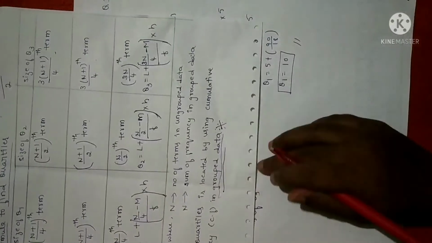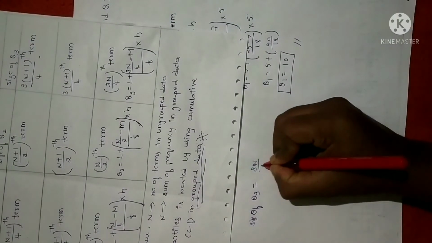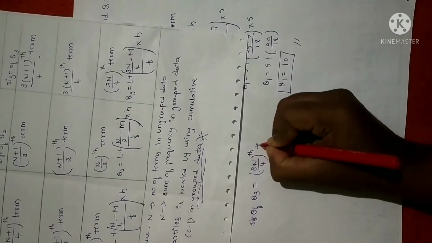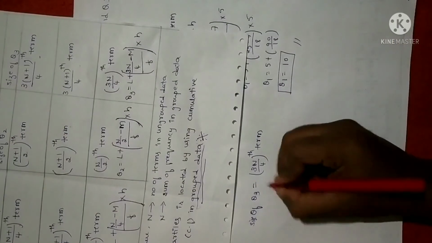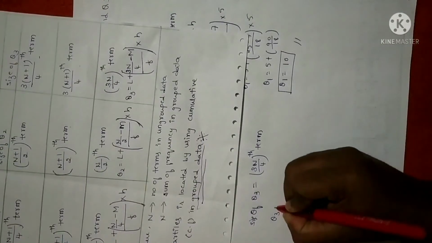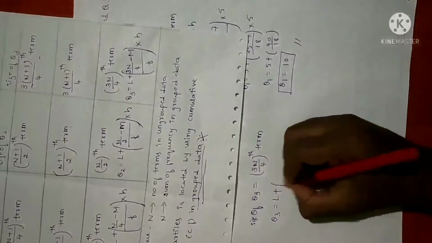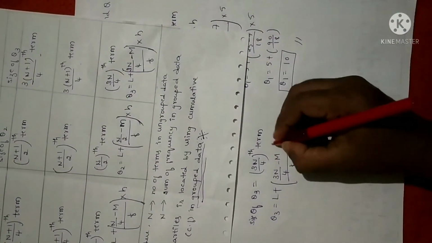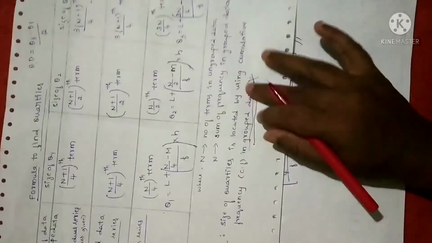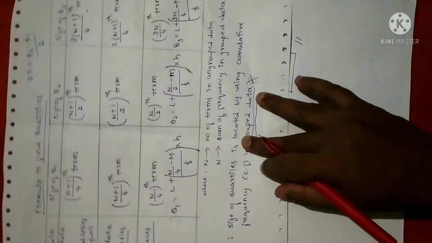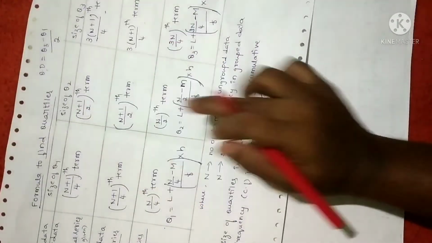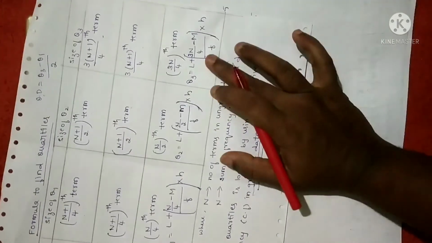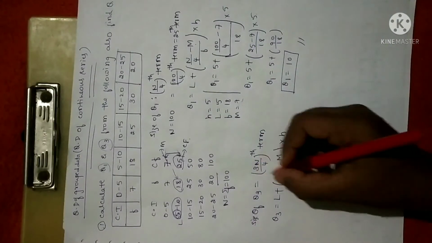So I'll just write here the 3n by 4th term. Right? So I'll just write the formula here: Q3 is equal to L plus (3n divided by 4 minus m) divided by f, into h. You have to remember this formula list. Sometimes they'll ask you to find Q2. In such a case, you have to use this formula. Fine.